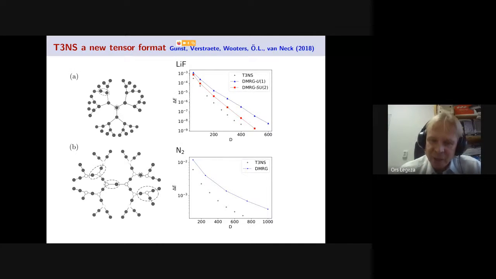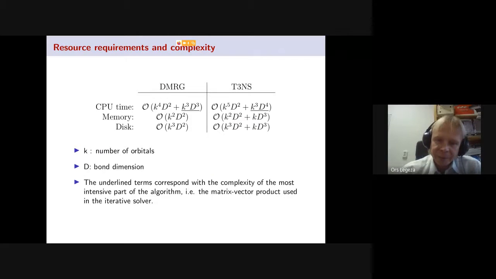So that looks nice, but we have to keep in mind that the scaling of a single step is worse than the DMRG. So the DMRG, as we have seen, is k to the 4, d squared, k to the cube d cube, where here k is the number of orbitals, and d is again the bond dimension or the number of block states, while in the tree, we have d to the 4th, and then also d to the cube for the memory, and then for the disk.